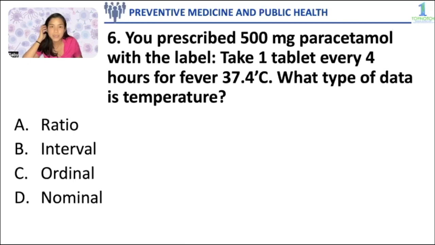Okay, number 6, you prescribed 500 milligrams of paracetamol with a label. Take 1 tablet every 4 hours for a fever of 37.4 degrees Celsius or up. What type of data is temperature? Is it a ratio data, interval data point, ordinal data point, or nominal data point? So this is your interval data point.